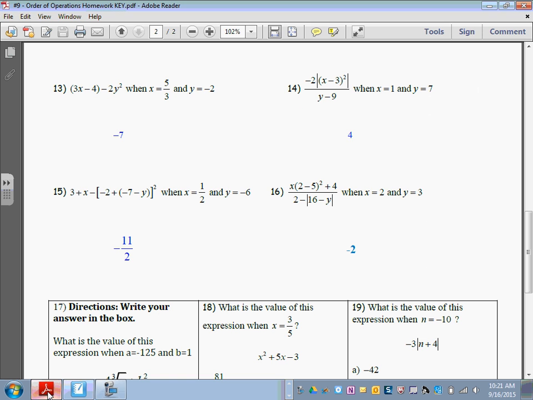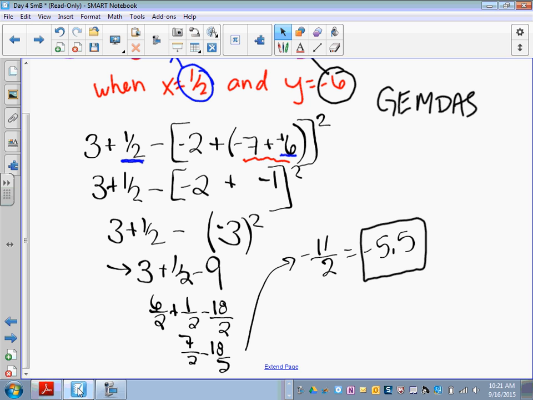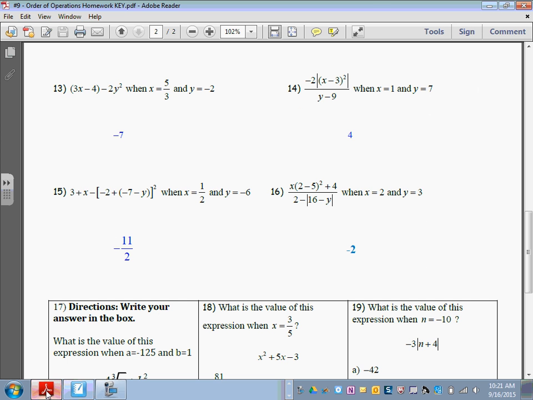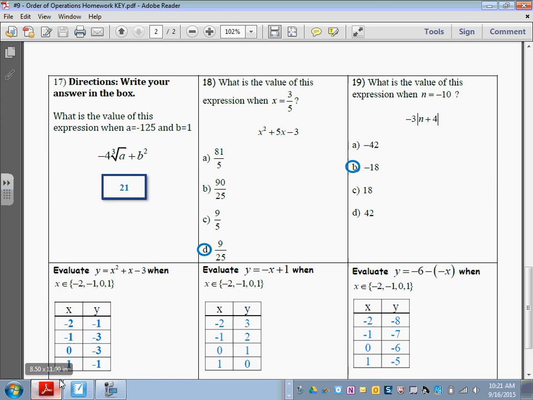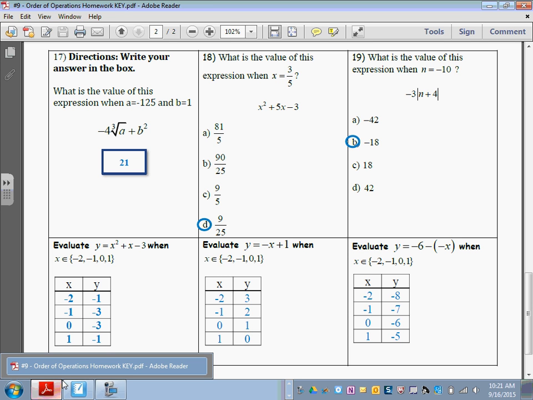Alright, other questions on the homework? Okay, taking a look at those bottom 6 questions where you had it in boxes. Any questions on those? I'm going to show the answers real quick so you can check. 17 was 21, 18 was D, 19 B, and you had to evaluate filling in these boxes. Any questions on these problems? Are we good on these last ones? The last class had some questions on it.